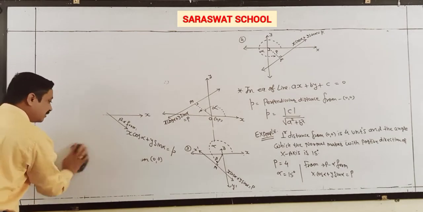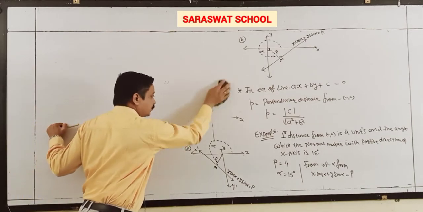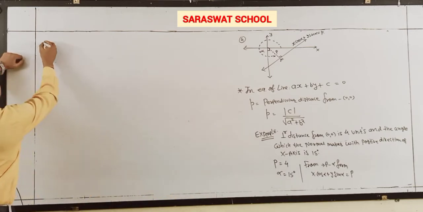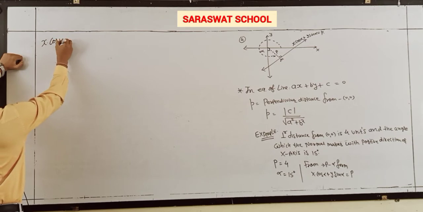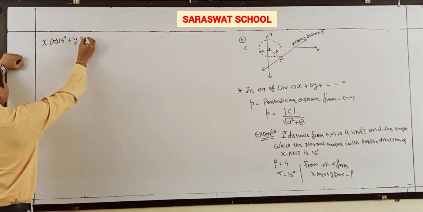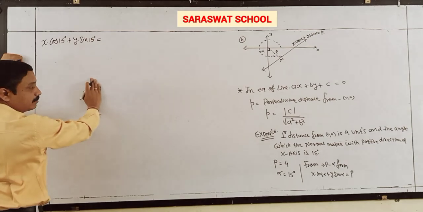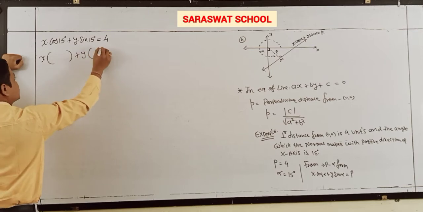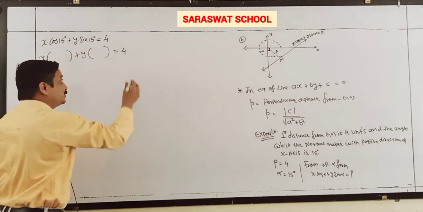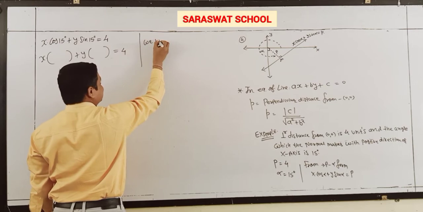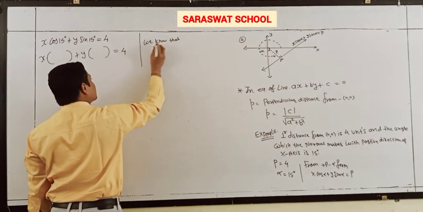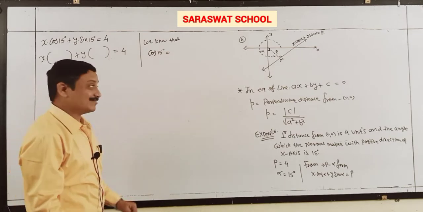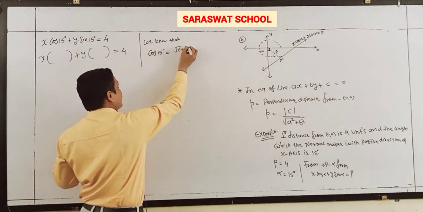Students, it's very simple. So my equation is x cos 15 degrees plus y sin 15 degrees equals P, which is 4. Now put in the cos 15 and sin 15, already known from the previous chapter. According to your trigonometry chapter, cos 15 is root 6 plus root 2 by 4.